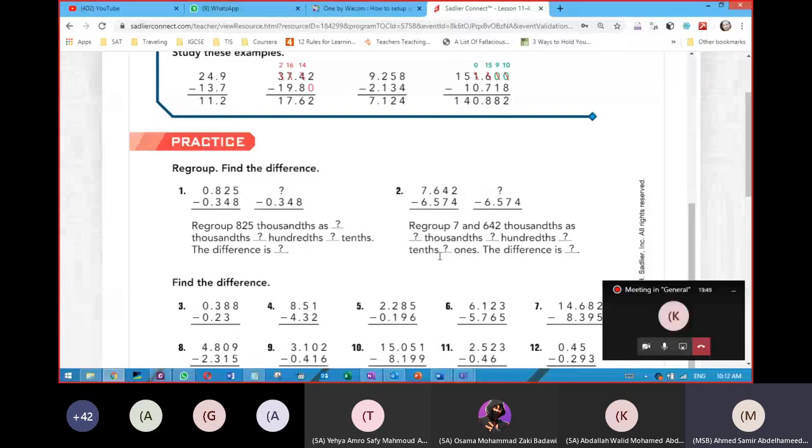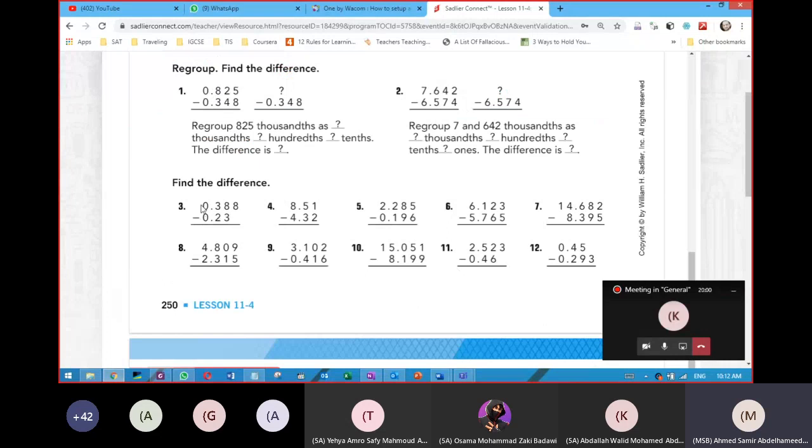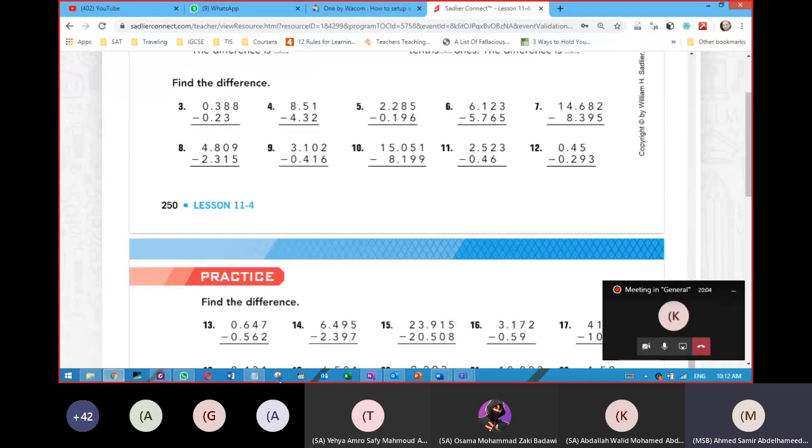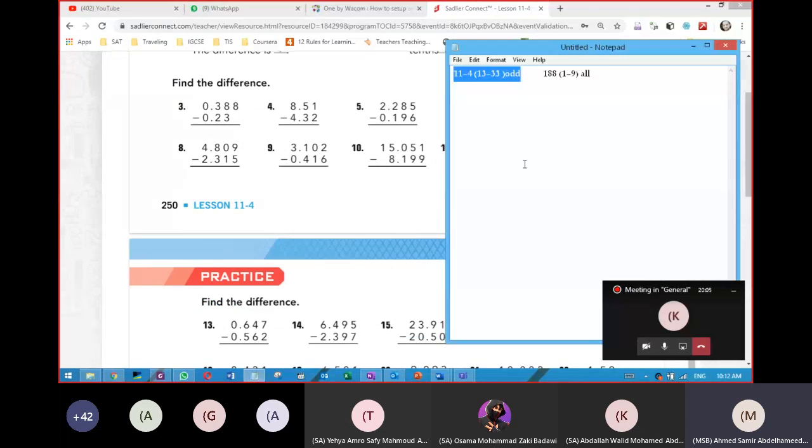So let's see the first question here. We're starting with our agenda: questions from the practice section 13 to 33, the odd ones, and your homework would be page 188 from 1 to 9 all, right? So your homework is this, and our classwork would be this, all right? So number 13 now, we're starting right away.